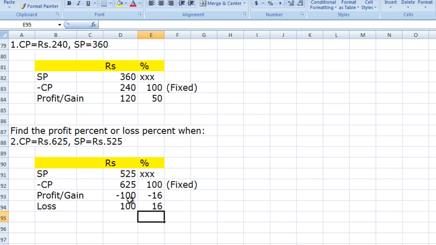In this way we can easily calculate profit and loss and also selling price and cost price using this format derived by us.